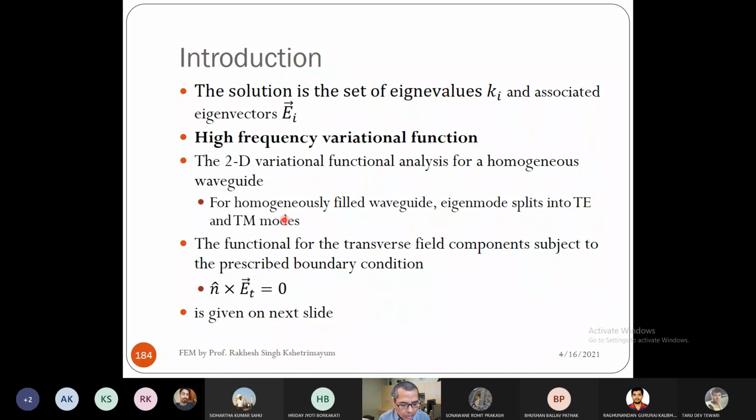And obviously this is a waveguide. The waveguide is made of metals, so all the boundaries of the waveguide are metals, where the tangential electric field equals 0. This is the boundary condition on the metallic walls of the waveguide. And we know that the functional for this particular case is like this.